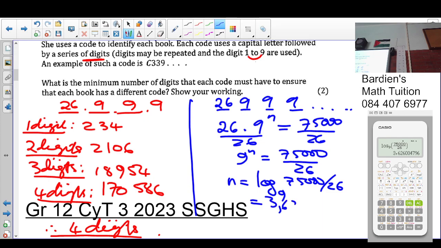So if I'm going to go with less than 3, it will be less than 75,000. And we can't get a 0.62 digit. It has to be a natural number, 3 or 4. So therefore n is equal to 4 digits. So that's that.